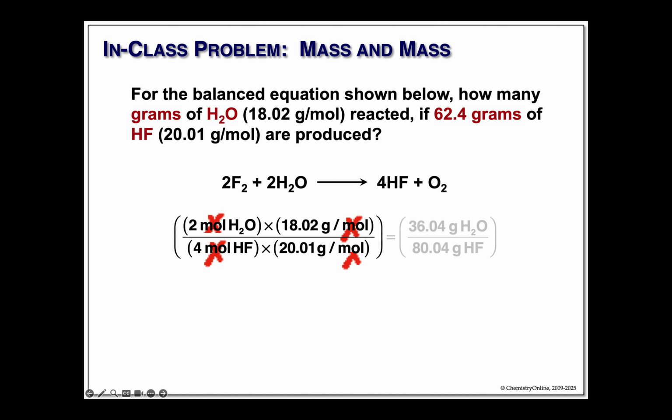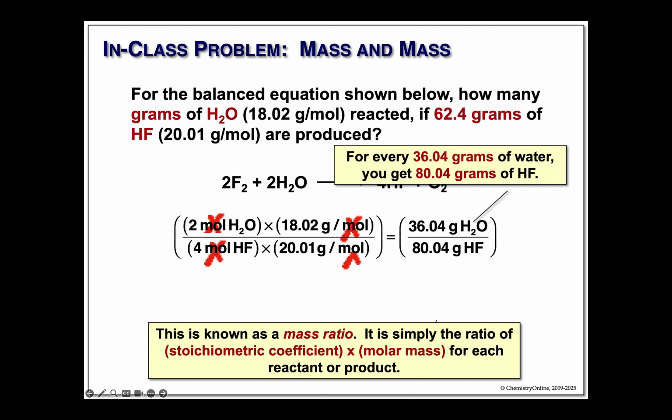Not really an odd set though. It can make it nice and intuitive. What this tells us is that for every 80 grams of HF, we need 36 grams of water. Okay, that's a mass ratio.